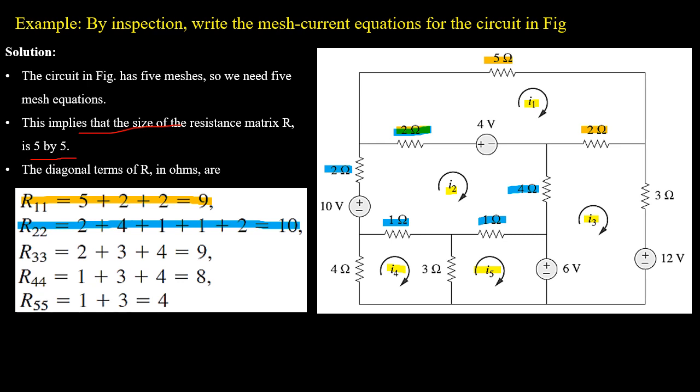Now for R33 we will analyze mesh 3, which has a 2 ohm resistor, a 3 ohm resistor and a 4 ohm resistor. Now for R44 we will look into mesh 4, which has a 1 ohm resistor, a 3 ohm resistor and a 4 ohm resistor. So R44 will be equal to 8. Now for R55, in mesh 5 we have a 1 ohm resistor and a 3 ohm resistor. So R55 will be equal to 4. Now these are all the diagonal terms.